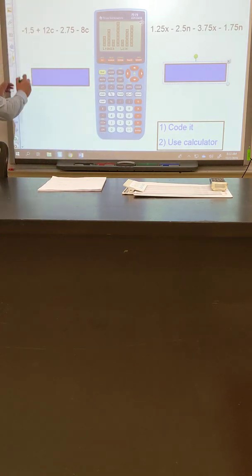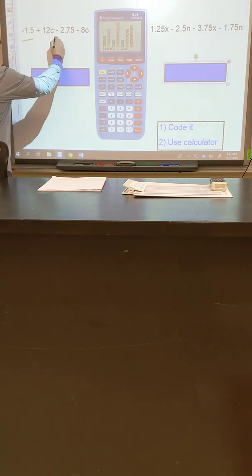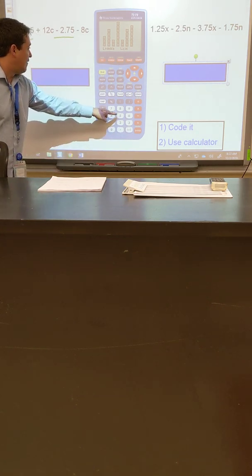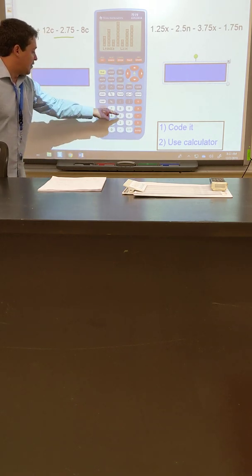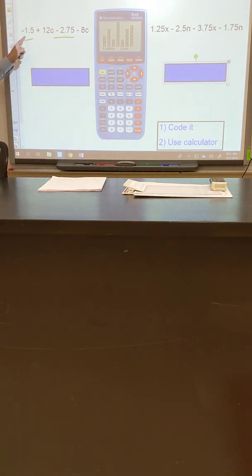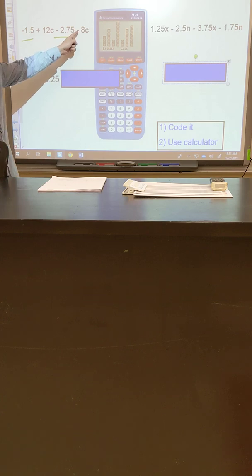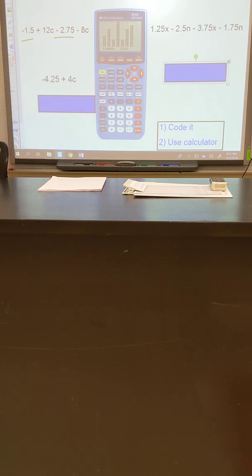When you simplify this first one, it's negative 1.5 and negative 2.75. So you type in negative 1.5 minus 2.75. This first term is negative, and what you're doing with it is you're taking this away. So again, it's negative 1.5 minus 2.75. That will give you the constants of negative 4.25. Then this is a positive 12 here. So you don't put the plus sign in. You just put 12 minus 8, and 12 minus 8 is 4.